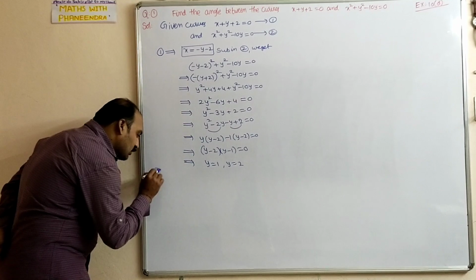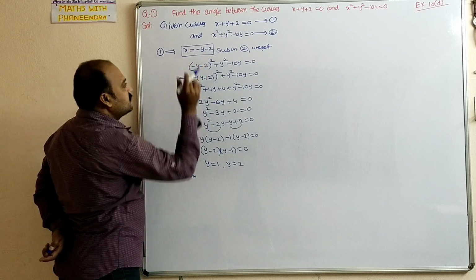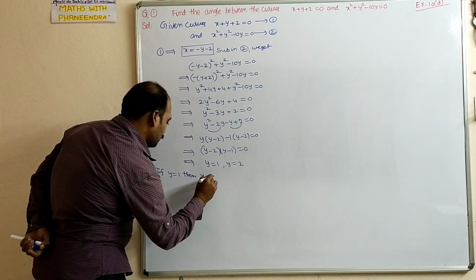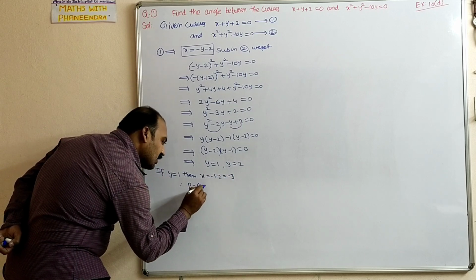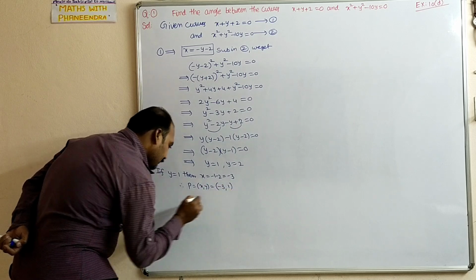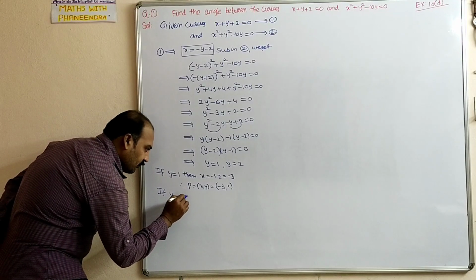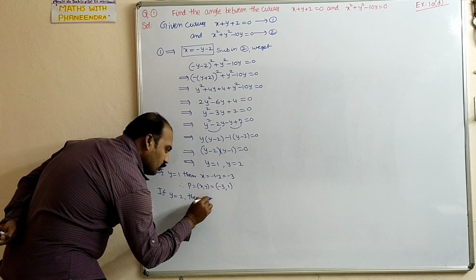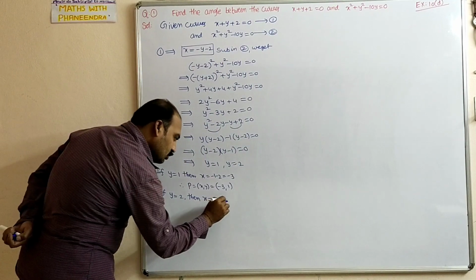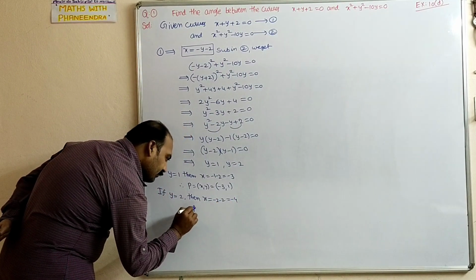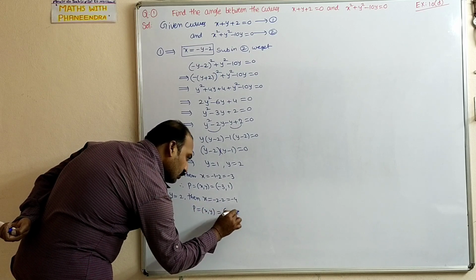Therefore, if y is equal to 1, substitute in this: x equal to minus 1 minus 2, which is equal to minus 3. Therefore, one of the points P of x comma y equal to minus 3 comma 1. If y equal to 2, then x equal to minus 2 minus 2, which is equal to minus 4. Therefore, P equal to x comma y, another one, we will get minus 4 comma 2.